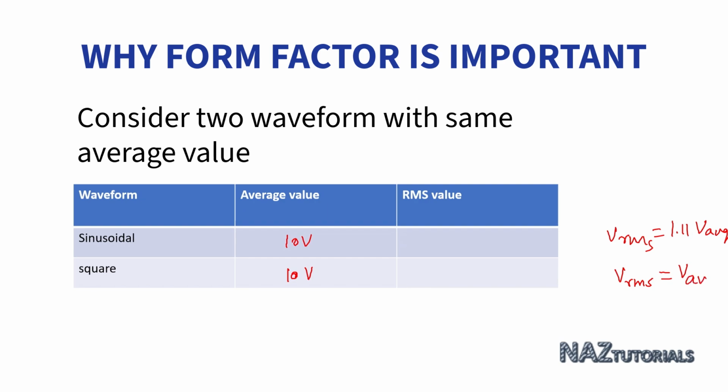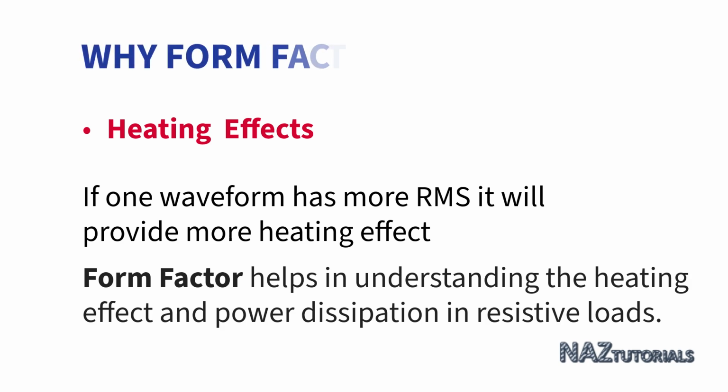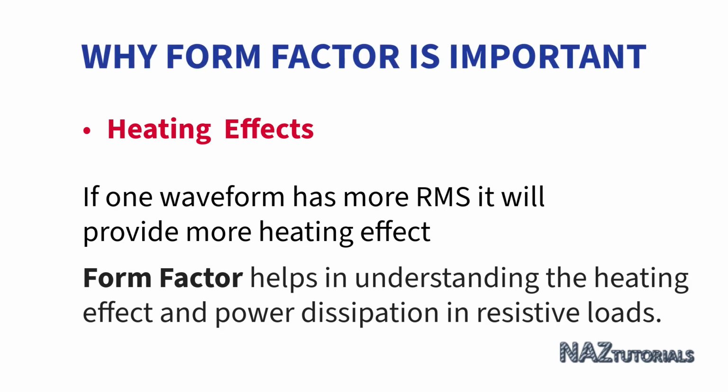So if you calculate the RMS value of a sinusoidal wave, it is 11.1 volts, and for a square wave, it is 10 volts. As you know, the RMS value defines the heating effect in the system. So if there is a higher RMS value, that will provide more heating effect in the system. Every waveform has a constant form factor, so it helps us to understand heating calculation in a resistive load.